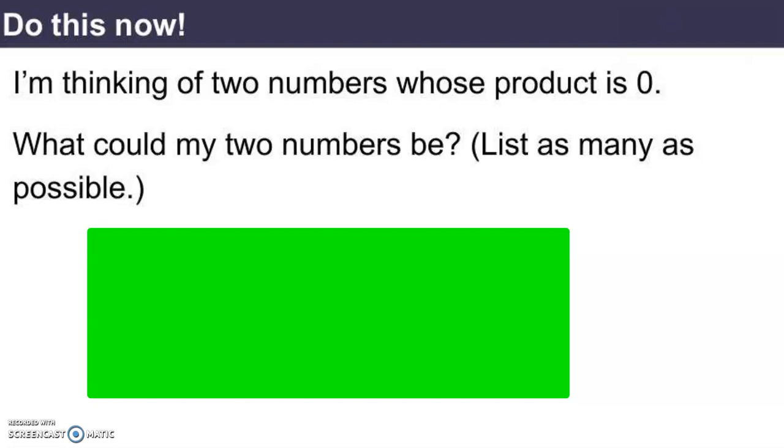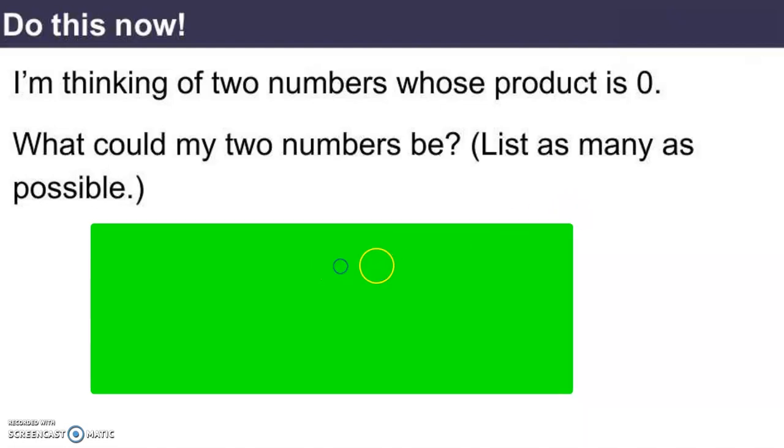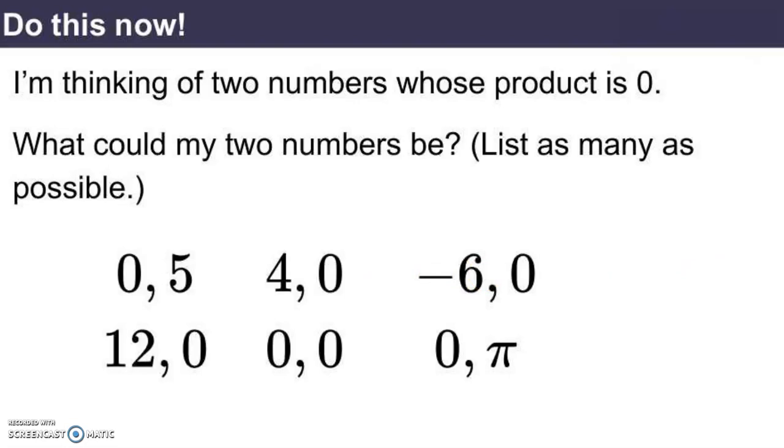Let's play the same game now, and let's use 0. I'm thinking of two numbers whose product is 0. And again, I want you to pause and write down as many different possibilities as you can of what my two numbers might be. Did you get them all? I don't think you can get them all. Here are a few of them that I jotted down.